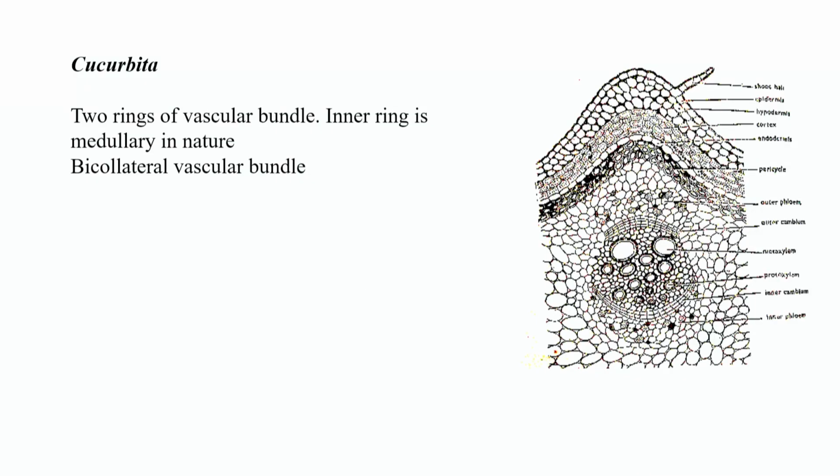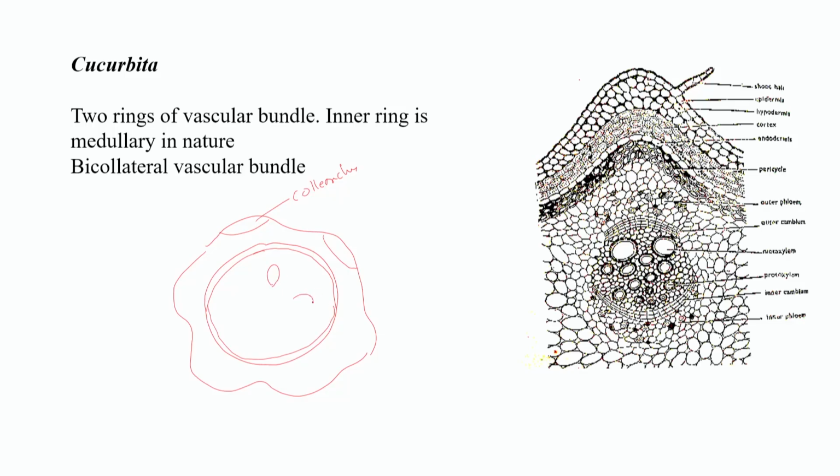In Cucurbita, you can see it has a wavy margin because the stem has some ridges. In those ridges you will have collenchyma, and then endodermis and pericycle, all those layers will be there. And in the center you will find vascular bundles in two rings: an outer ring of smaller vascular bundles and an inner, slightly bigger ring.